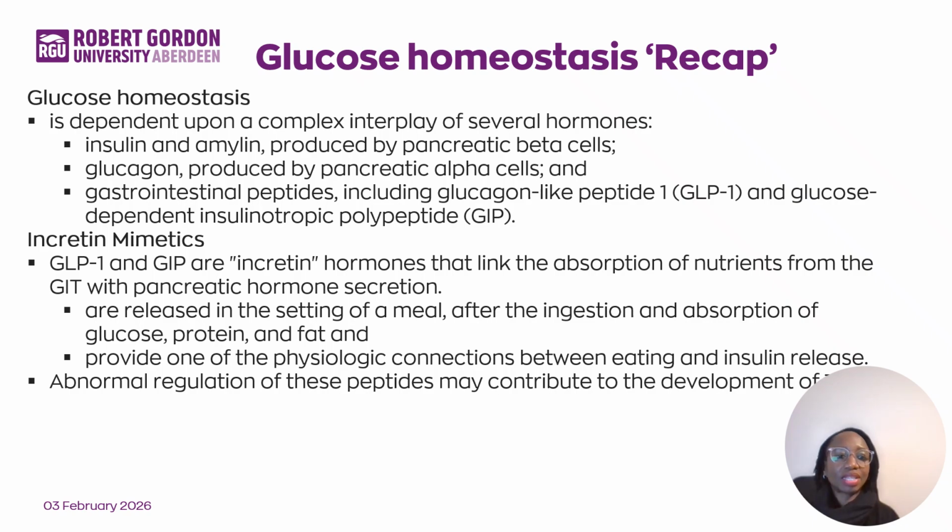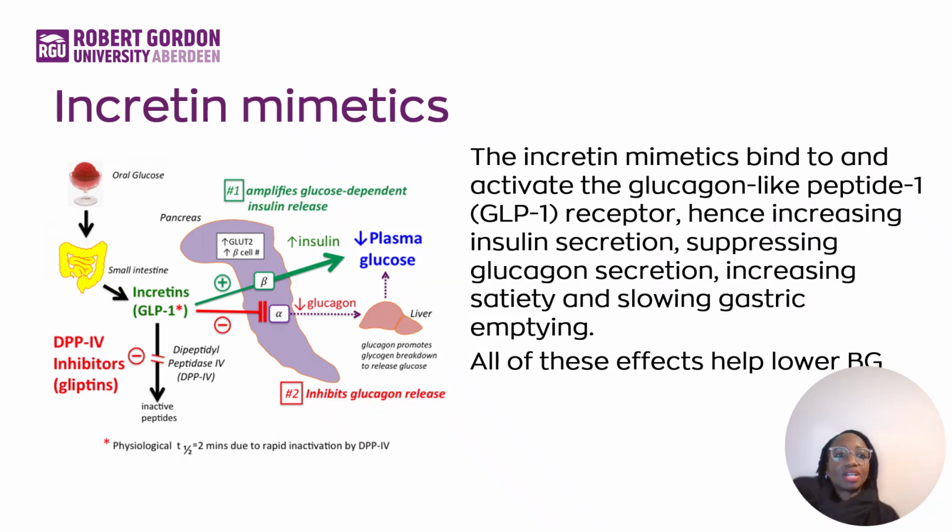Why? What is their place in that whole homeostasis? We've seen the other ones, how they impact on insulin production in a way, but these ones work differently. First, these are all under the umbrella of incretin mimetics because they bind to and activate glucagon-like peptide 1, GLP-1, receptors, hence increasing insulin secretion, suppressing glucagon secretion, increasing satiety, and slowing gastric emptying. All these effects help lower blood glucose.